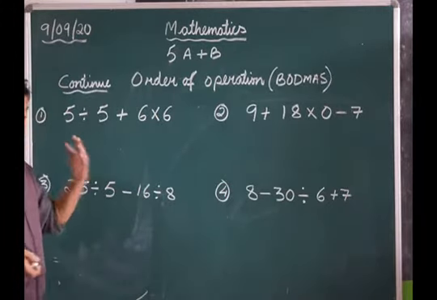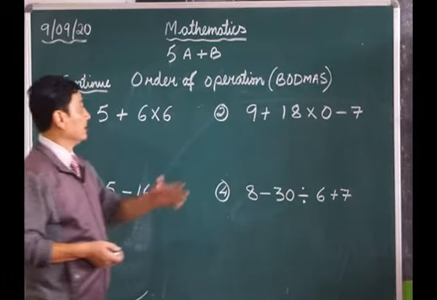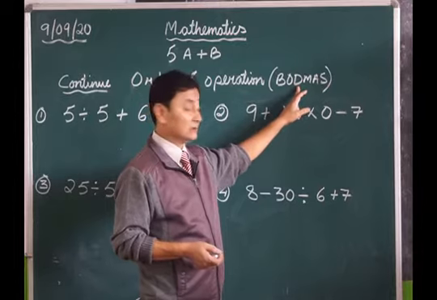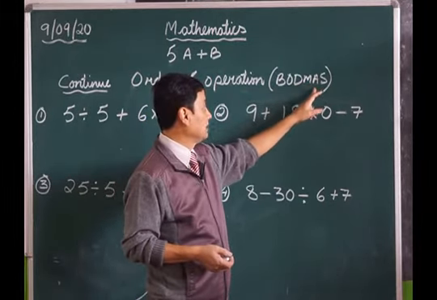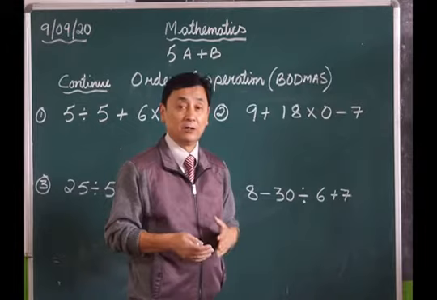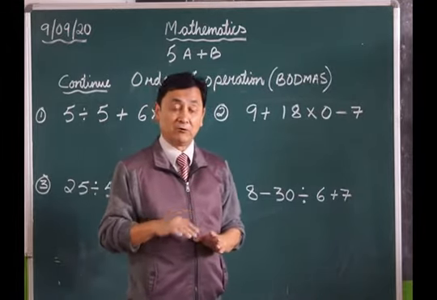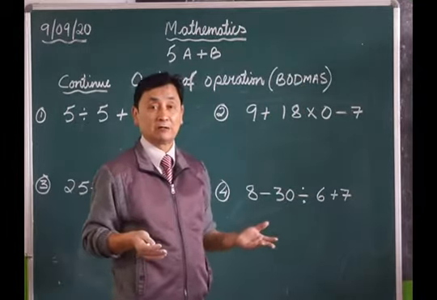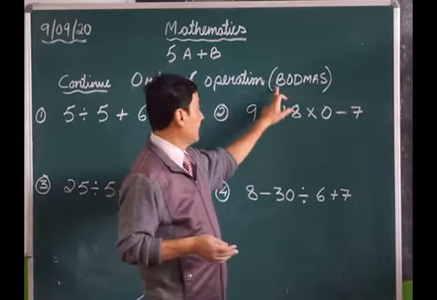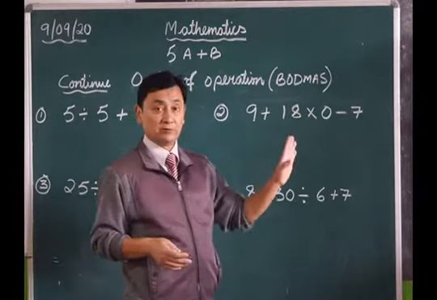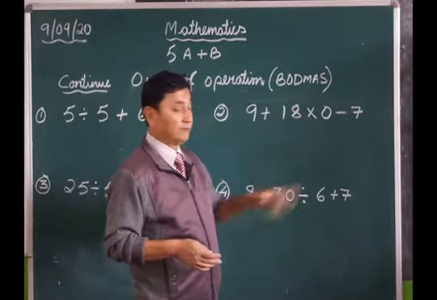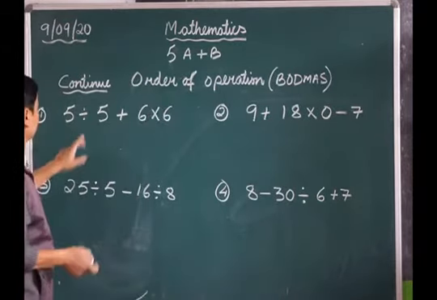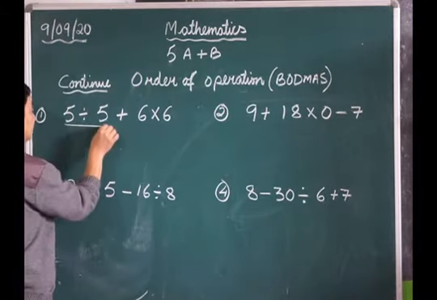So in BODMAS, B stands for brackets, O for of, D division, multiplication, addition, subtraction. So I told you to follow these steps. You have to follow step by step. You just cannot start with subtraction. You just cannot start with addition. There are no brackets, so we don't have to do that. There is no of. So what is the next thing? Division. Is there division? Yes. So we do only this step.